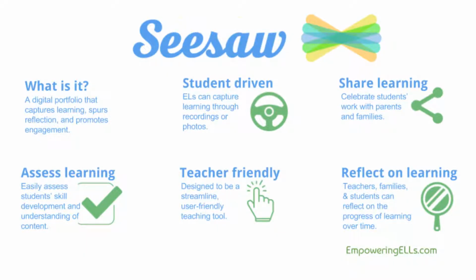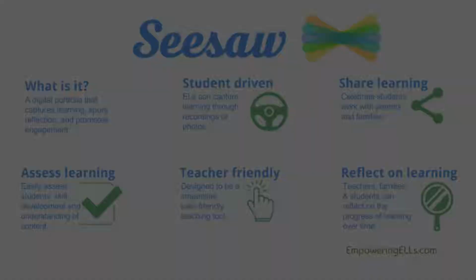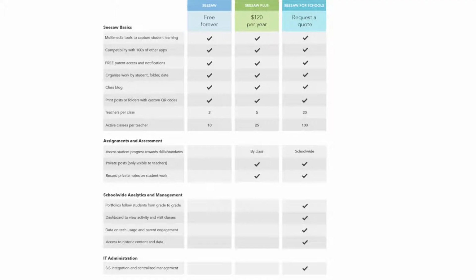Seesaw is a student-driven digital portfolio that empowers students to independently document what they are learning about in school. Seesaw is also a simple way to communicate with parents and families about what is happening in school. Seesaw is an online free program where kids can get started with their digital portfolio. As you can see, there are paid options, but the free version does just what we need it to do.